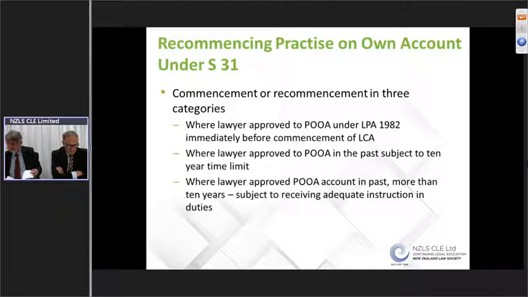The second one is important, where under Section 31, subsection 2, where the lawyer has been approved to practice in the past on his or her own account and wishes to return to practice in that status, subject to a 10-year time limit. Now, this will arise either because the person has been practicing as an employed lawyer but wishes to go back into own account status, or where the lawyer has been out of legal practice for a time. Then the other category is where the person has not practiced on own account for more than 10 years. In that case, there's an element of an evidentiary requirement to establish to the Law Society that they've received adequate instruction in the duties of a barrister or barrister and solicitor.